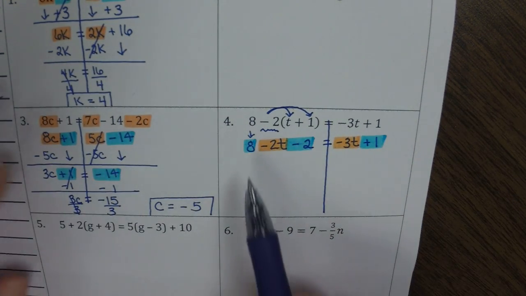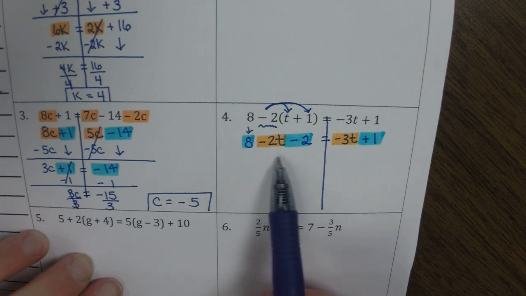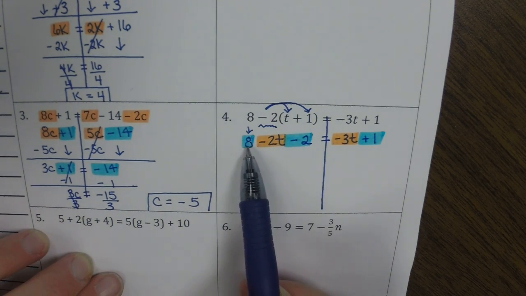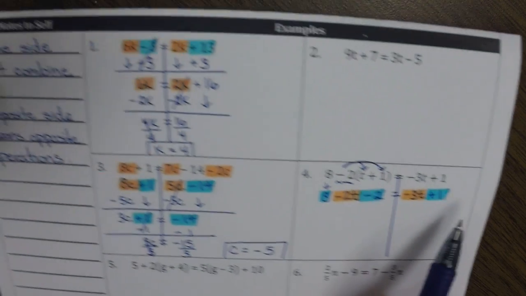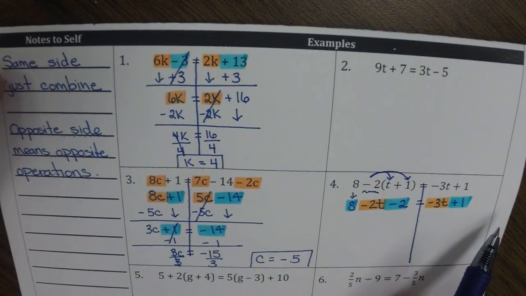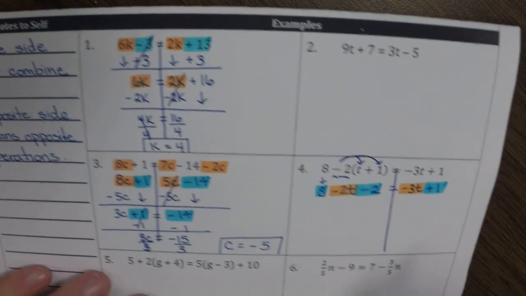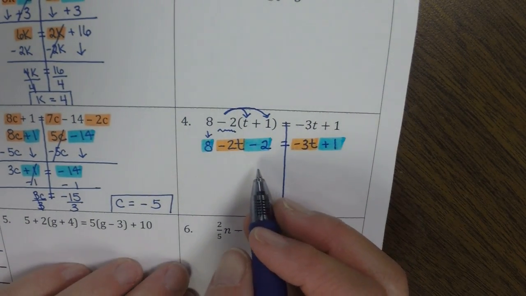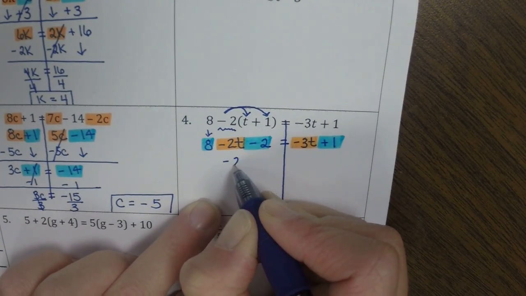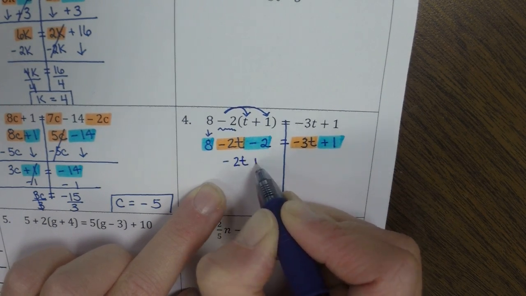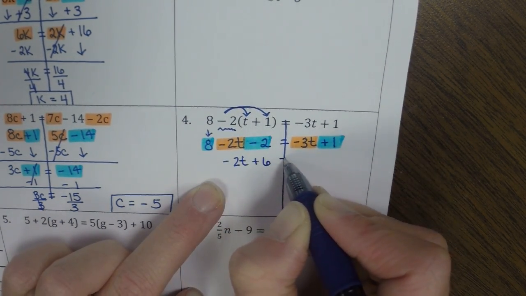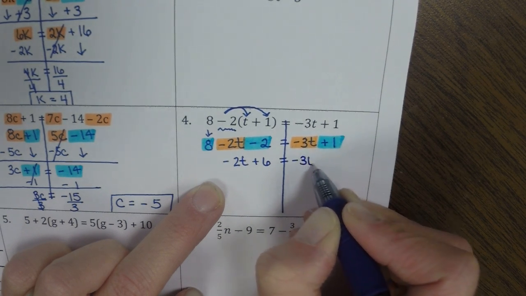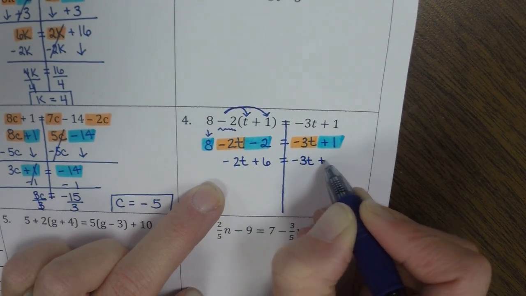So if you notice, I do have a couple of blues on the same side, so we would need to go ahead and combine those. So 8 minus 2, same side. Remember, we're just going to combine. We're not changing signs. We're not doing anything. So 8 minus 2 is going to give me 6. So I'm going to bring the -2t down. This would be plus 6. And then equals, this side we didn't do anything to. So -3t plus 1.